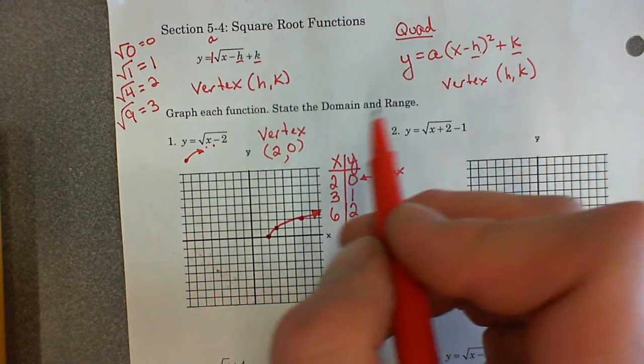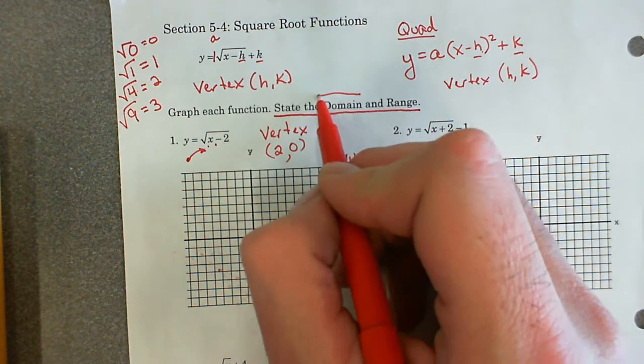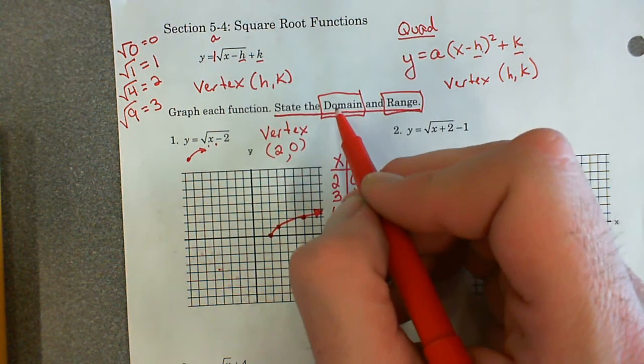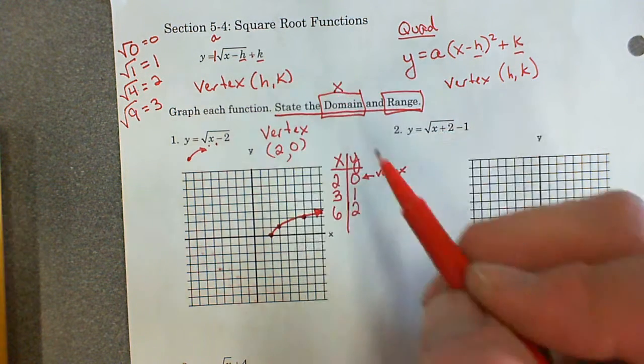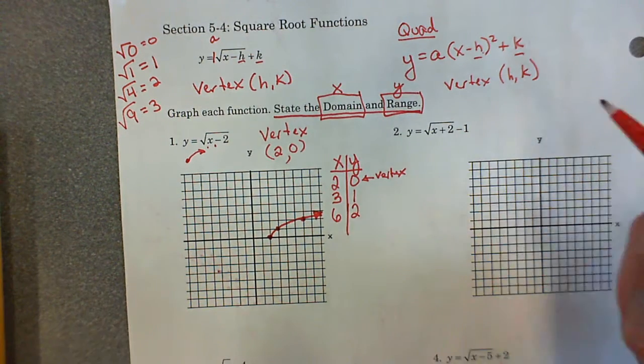But before we move on to the next one, we're going to start asking you to start stating the domain and the range. Well, the domain, as you might recall from the function unit, represents the x values, and the range represents the possible y values.